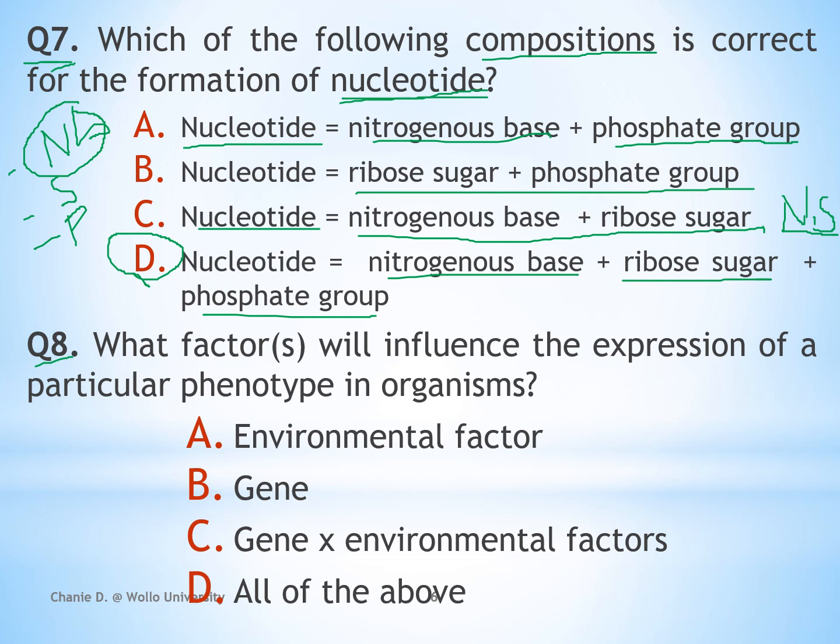That indicates the factors that influence the expression of one's phenotype. Here there are keywords. We're going to select factors that influence the expression of phenotype. Phenotype is the physical appearance or physical outlook of an organism that we observe in the physical environment. So there are three factors that determine the phenotype of an organism: gene, environmental factors, and gene by environmental interaction.